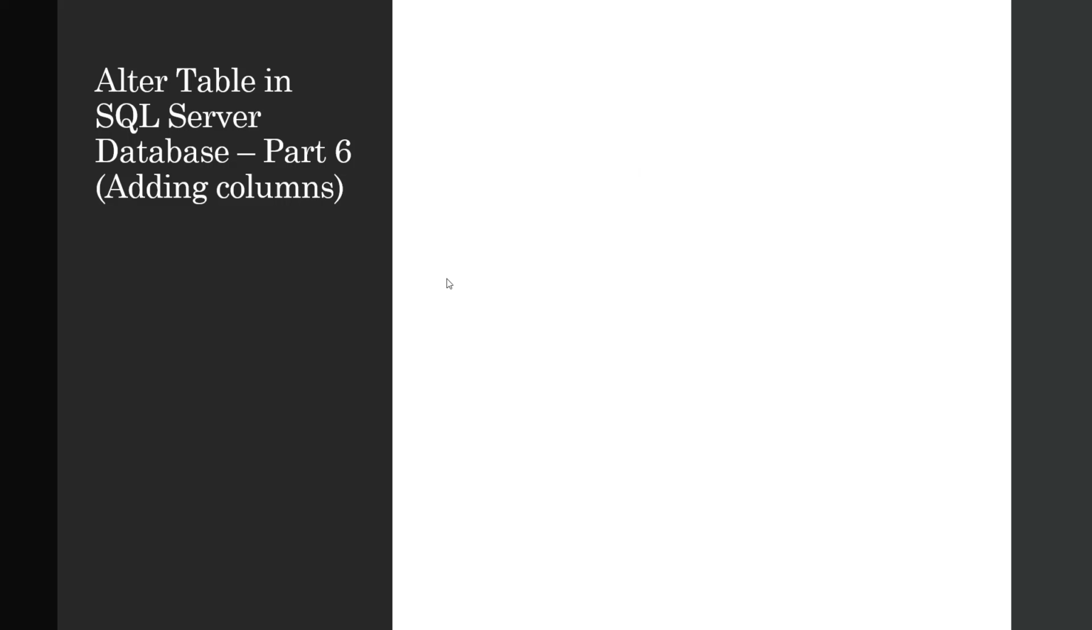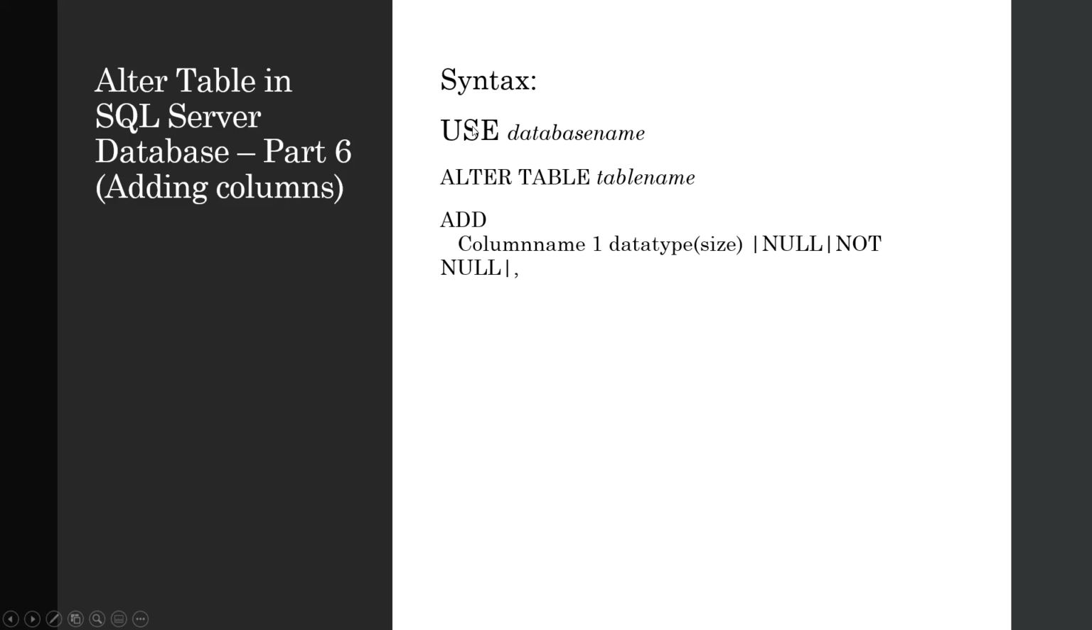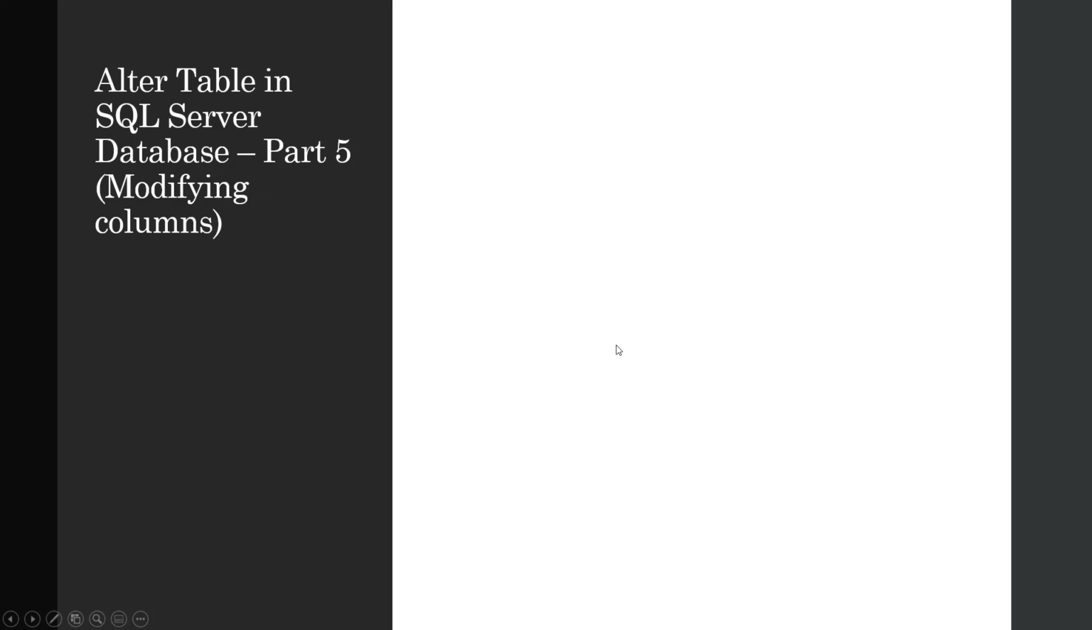Now in this lecture, which is part 6, we are going to alter the table which we created in the last lecture, lecture 5, part 5. So I will add a few columns. The syntax will be: use database name, alter table name, add column name, column 1 data type size, null or not null, then column name 2, and so on and so forth.